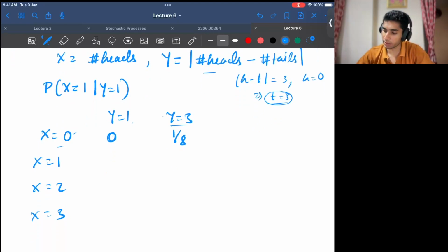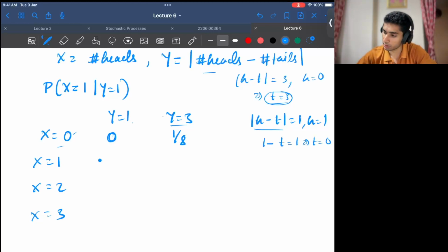Okay. In which case could |h minus t| be equal to 1? I am talking about this scenario now. And h is equal to what? h is equal to 1. Is this possible? Well, yeah, it is possible. If h is equal to 1 and this modulus opens up as positive, then 1 minus t is equal to 1. This implies t is equal to 0. That is not possible, right? So this case is not possible.